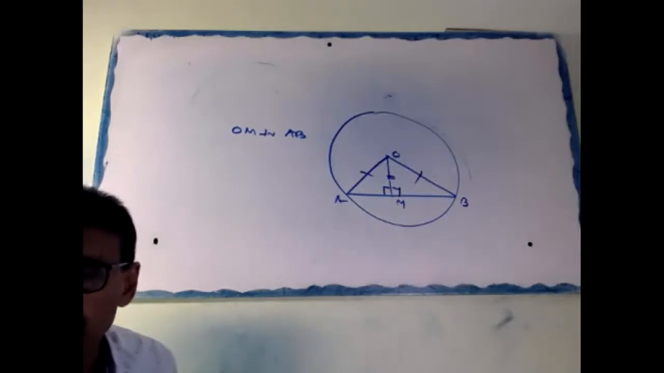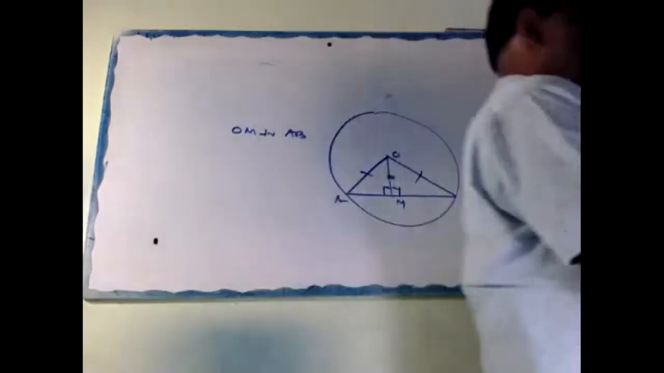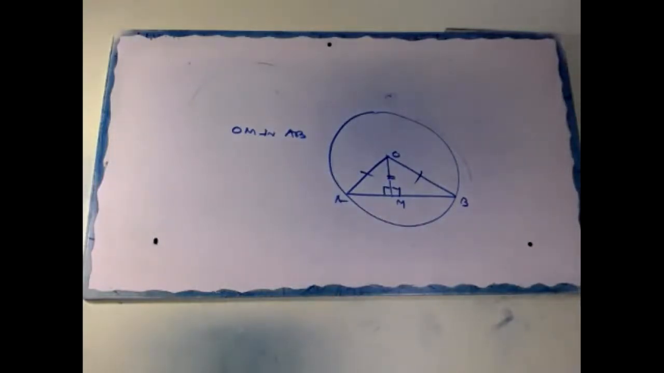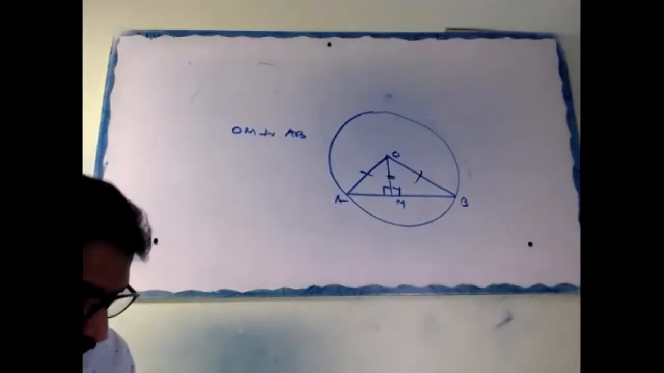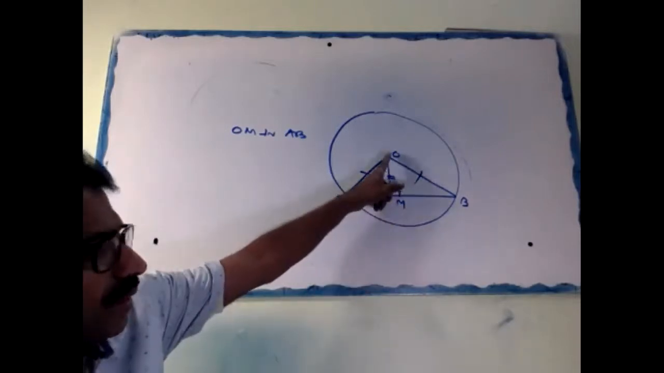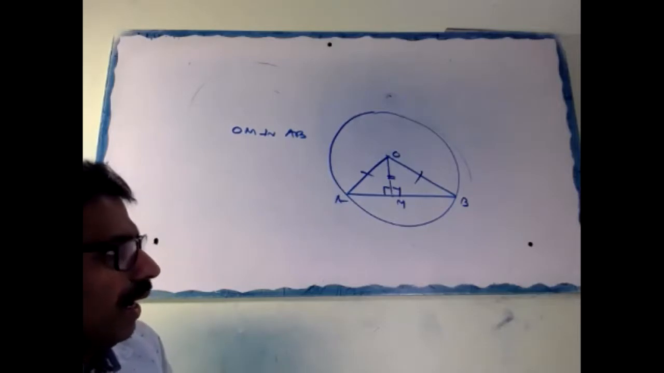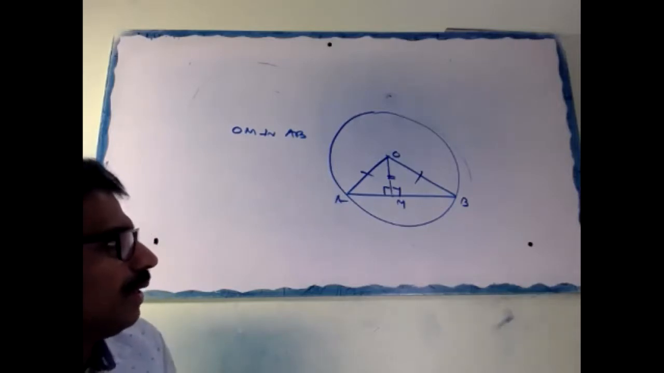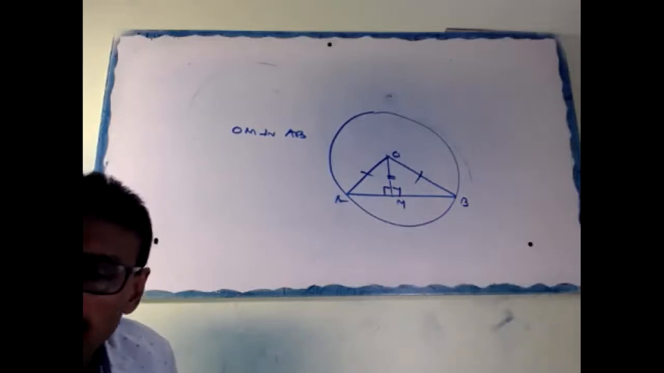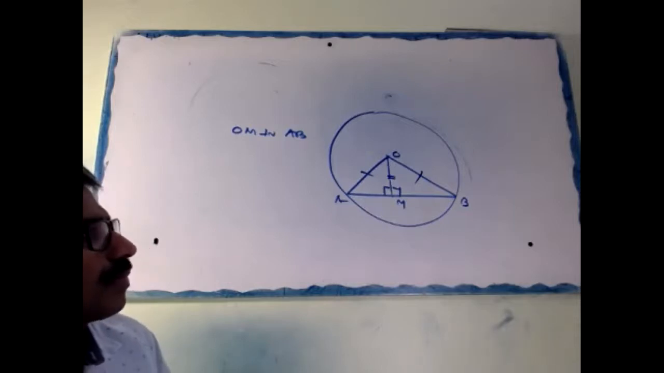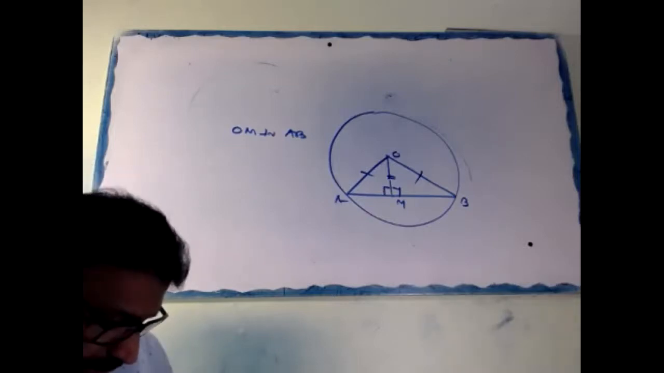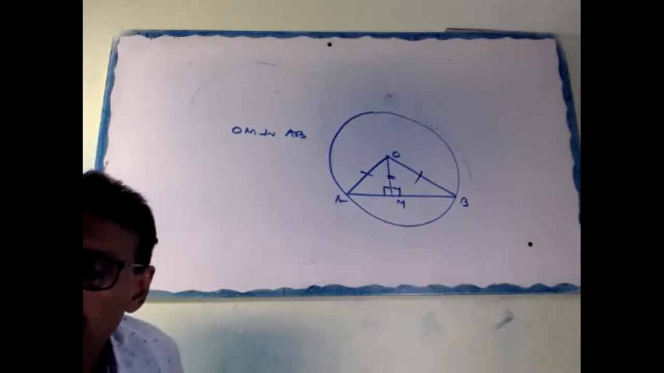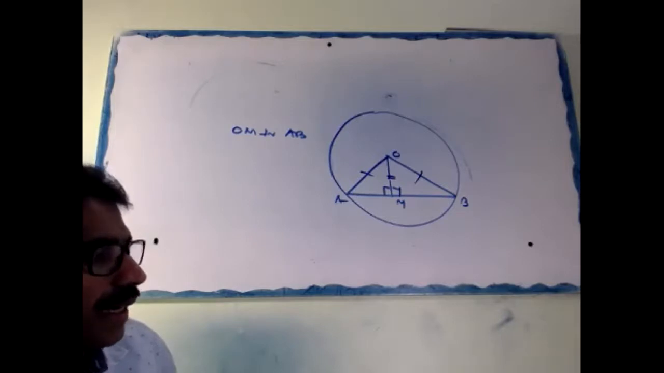Then, construction: join OA and OB. Okay, now listen here. After that, proof. In triangles OMA and OMB, OA equal to OB, radii of the same circle.